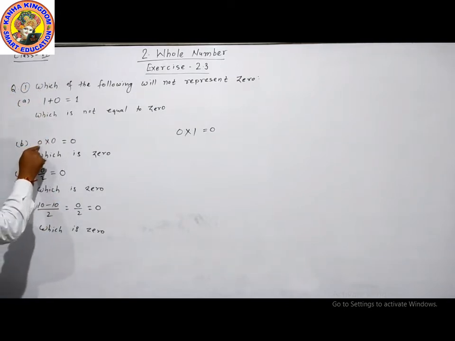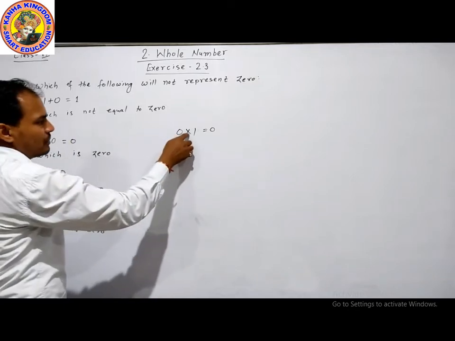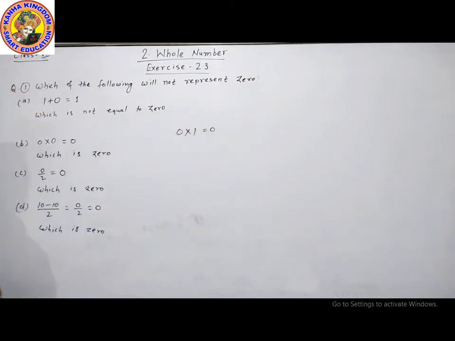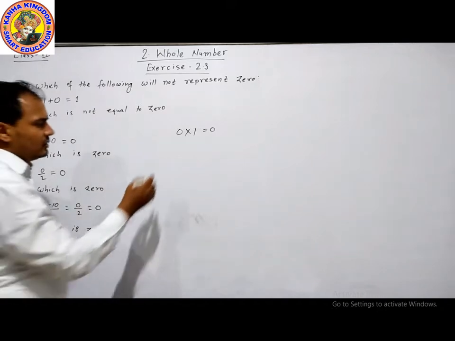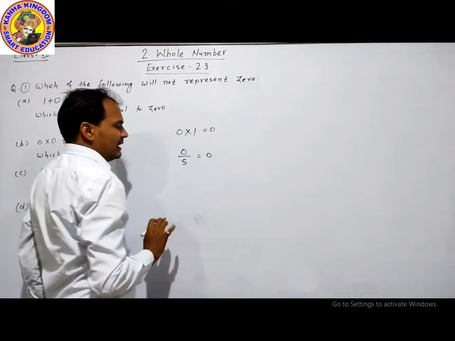When we multiply any number with 0, it gives answer as 0. 0 multiplied by 1 will be 0. When 0 is divided by any number, it gives answer 0. If we divide 0 by 5, it will be 0.